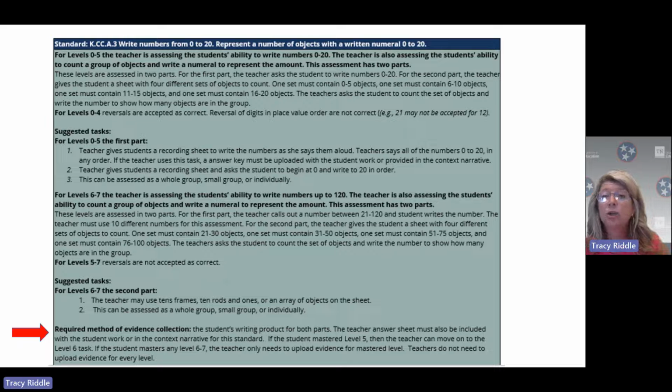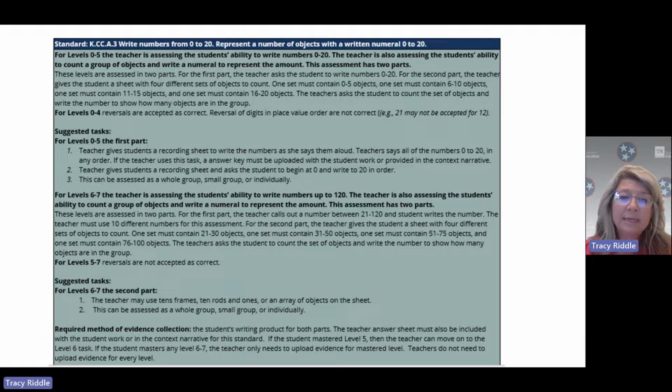If you have chosen to call out numbers for students to write at the kindergarten level 0 through 5, and when you call out numbers for the first grade standard, the answer sheet must be included with the student work. You can upload your answer sheet with the student work, or you can type in the answers in your context narrative. If students have mastered the kindergarten standard and you have moved to the first grade standard to assess, if students master the first grade standard at a level 6 or 7, you do not need to upload your evidence from the kindergarten standard showing that they mastered level 5.